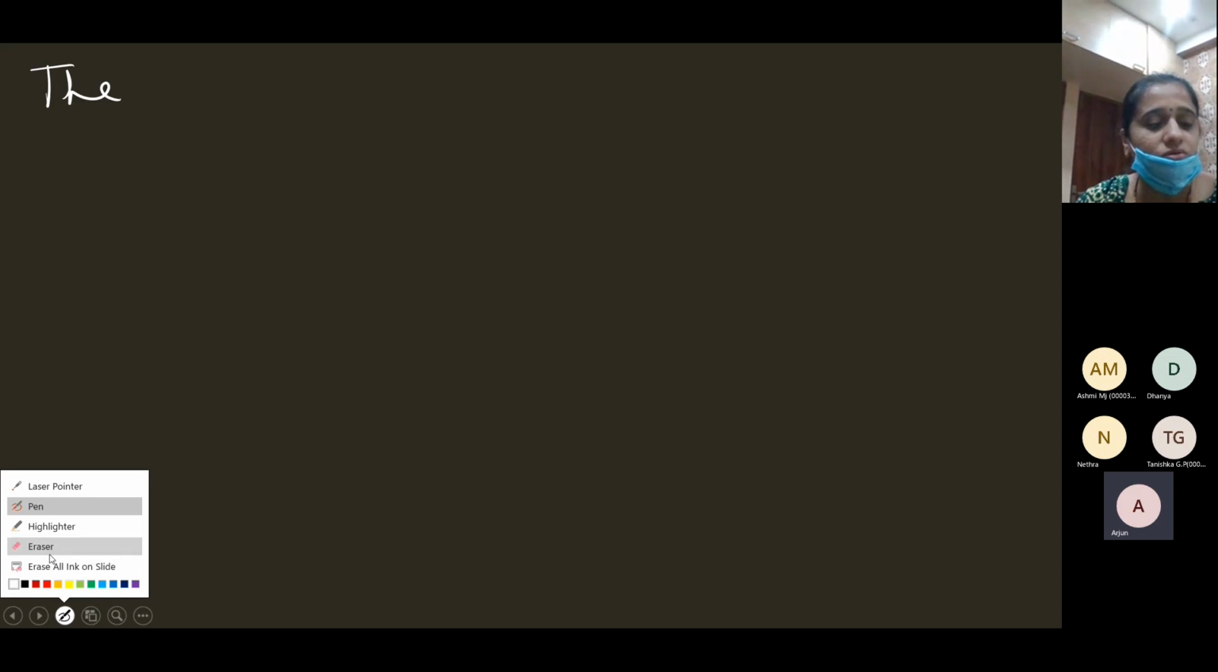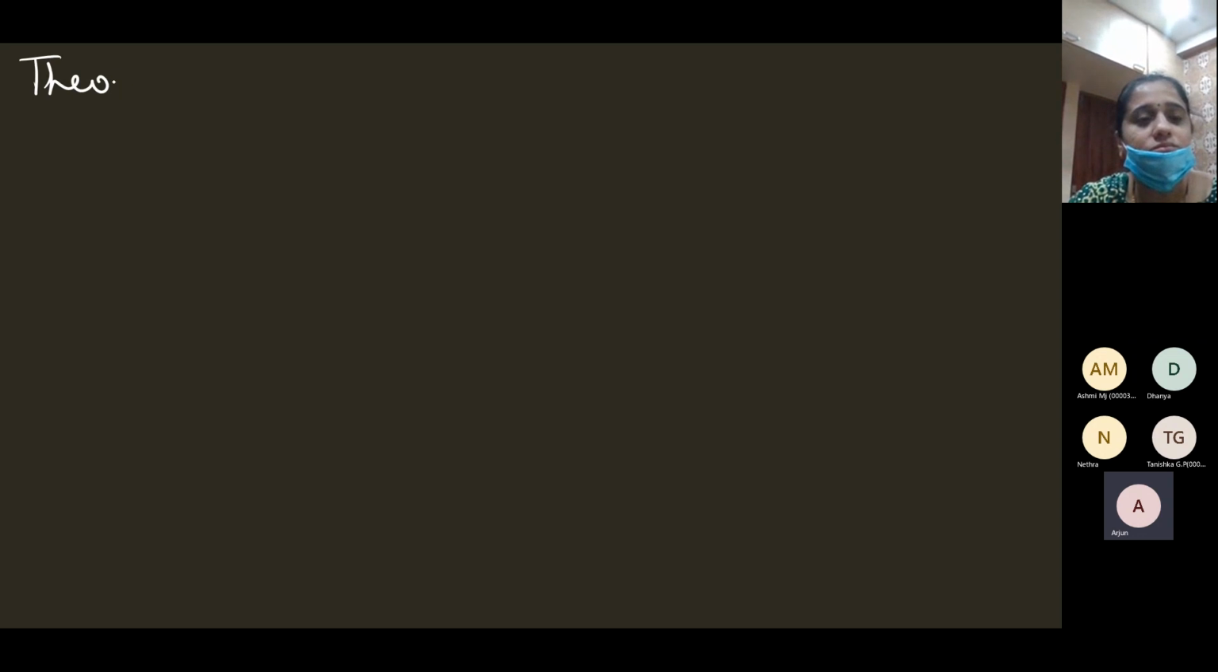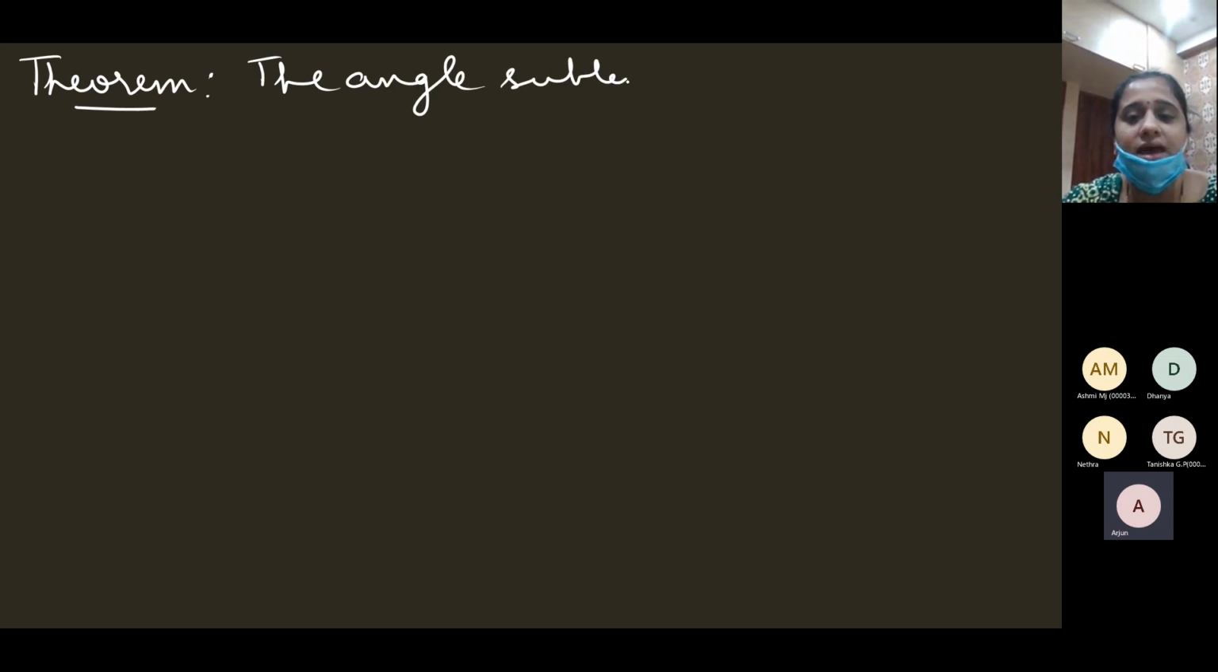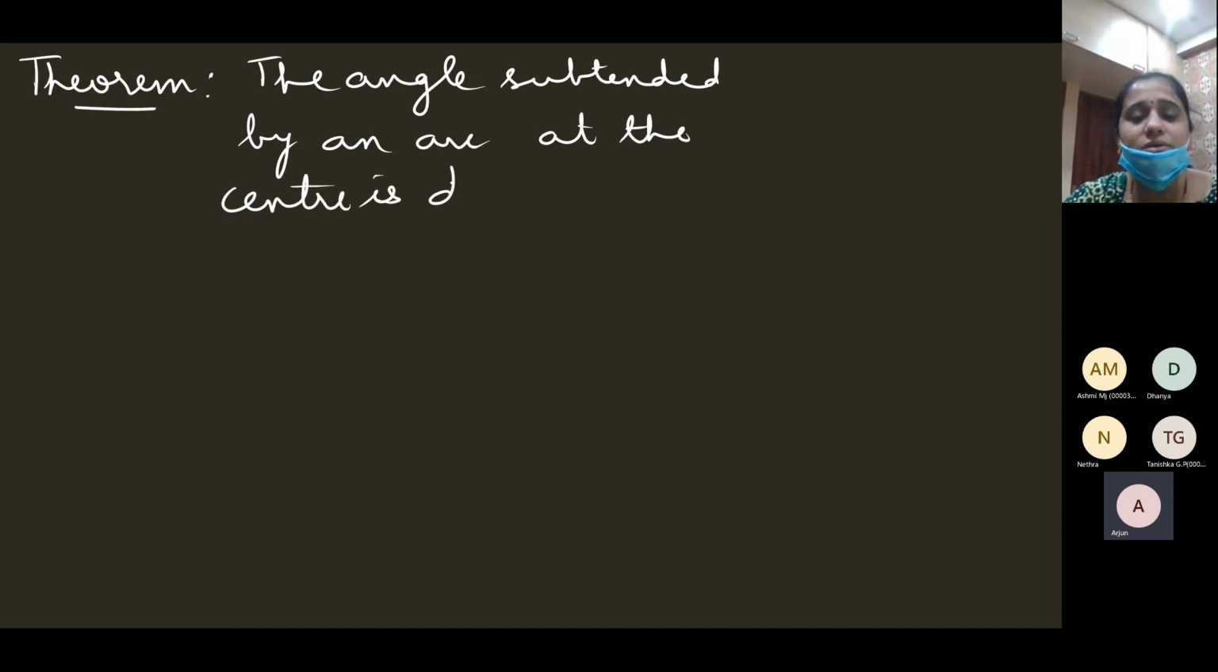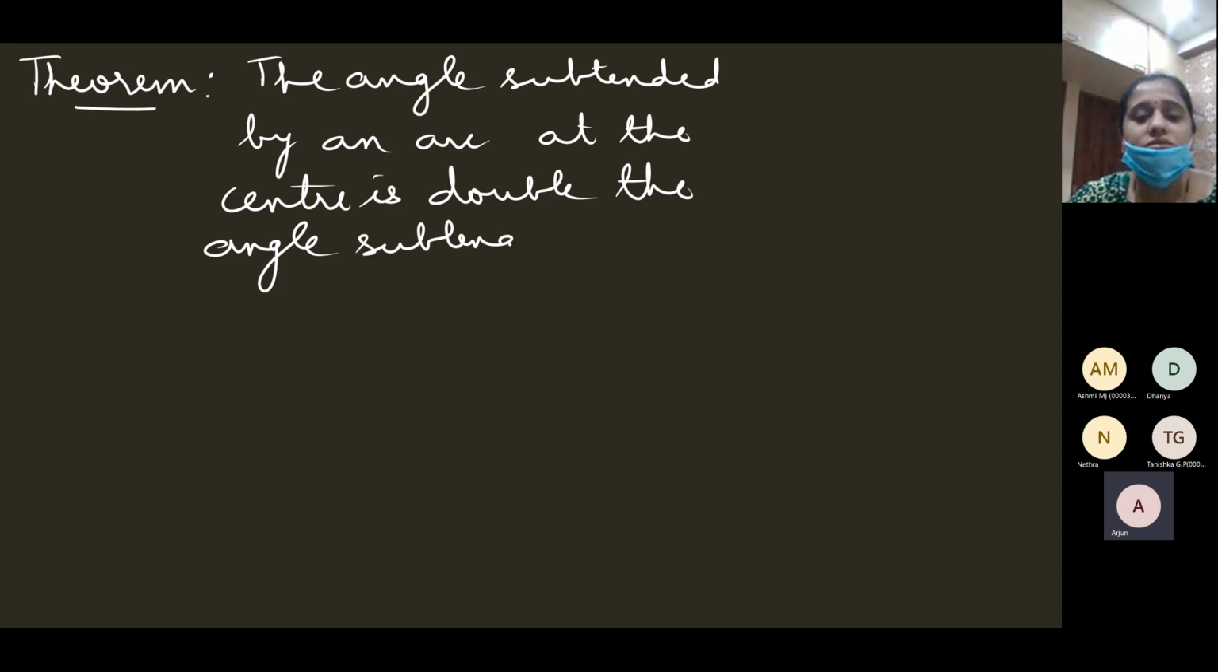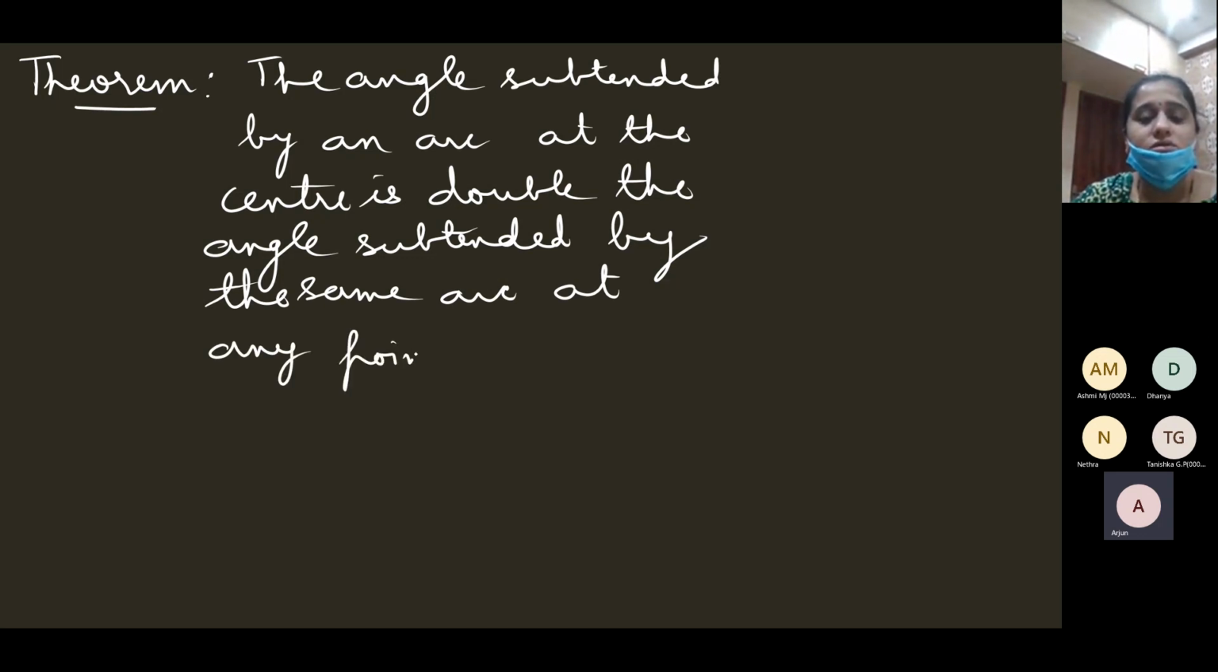All right. So this is one theorem. The statement of the theorem goes like this: the angle subtended by an arc at the center is double the angle subtended by the same arc at any point on the remaining part of the circle.